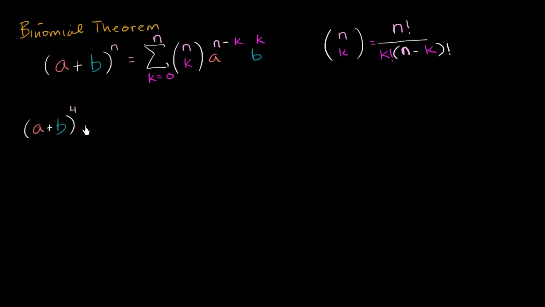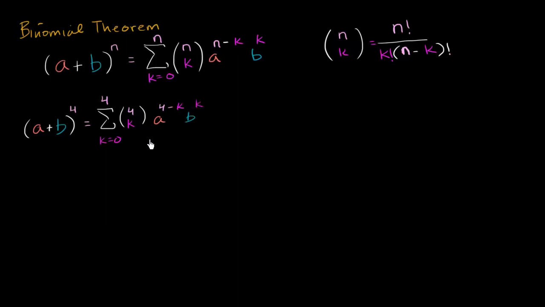So the binomial theorem tells us that this is going to be equal to, and I'm just going to use this exact notation, the sum from k equals 0 to 4 of 4 choose k of a to the 4 minus k power, times b to the k power.